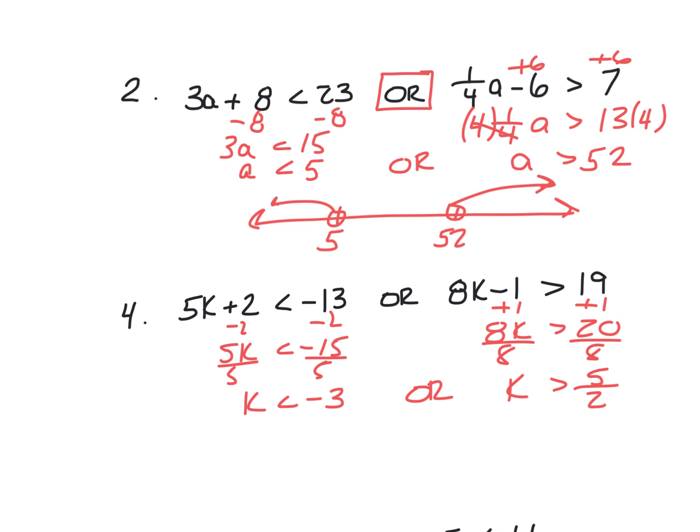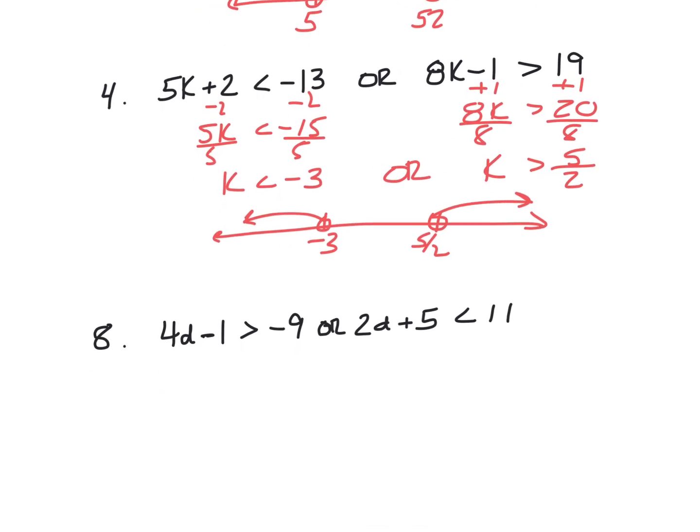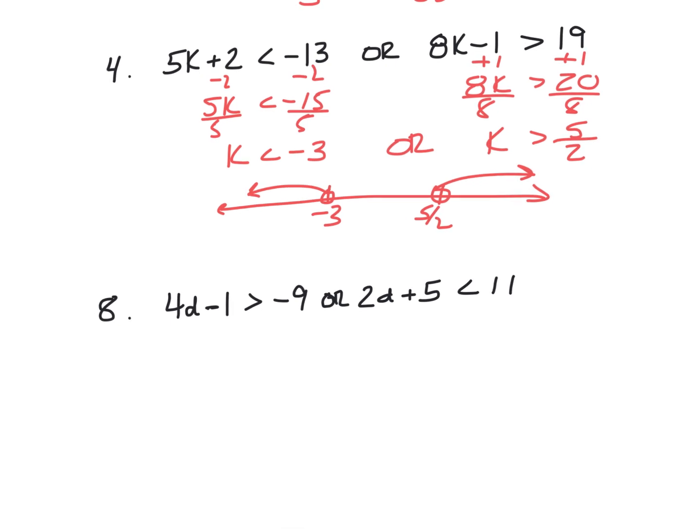It's an or statement. I'm going to be less than negative 3. And I'm going to be greater than 5 halves. And number 8, again, it's an or statement. Do each of these individually. I'm going to have 4d is greater than negative 8. I'm going to divide by 4 and get d to be greater than negative 2.